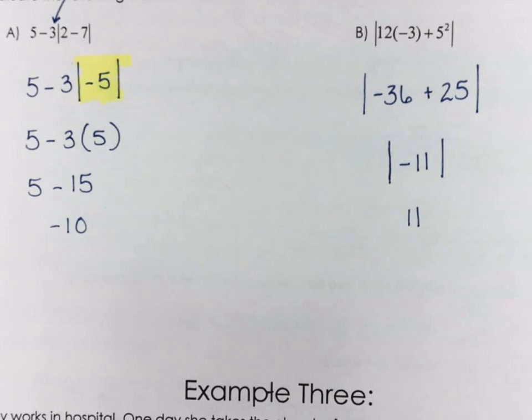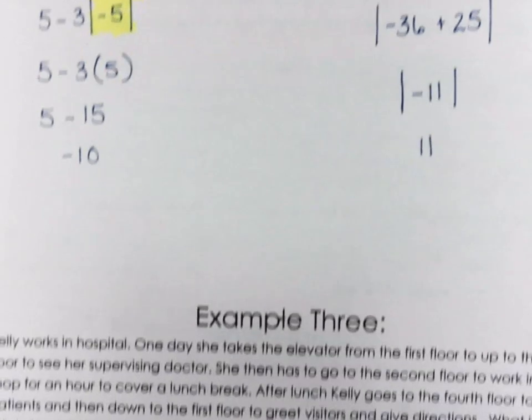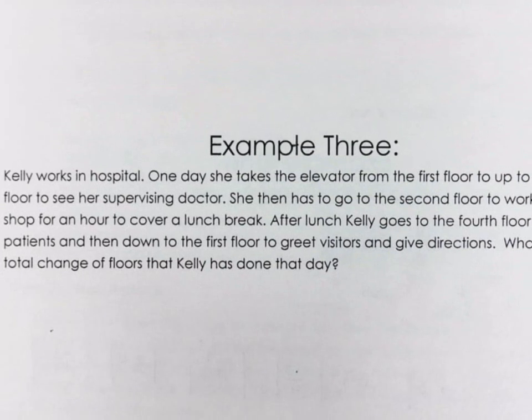Okay, word problems come up a lot in absolute values, especially these easier ones to deal with. Okay, Kelly works in a hospital. One day she takes the elevator from the first floor up to the 6th floor to see her supervising doctor. Then she has to go to the 2nd floor to work in the gift shop for an hour. Then after lunch, she goes to the 4th floor to visit patients and down to the 1st floor to greet visitors and give directions. What's the total change in floors that Kelly has done that day?